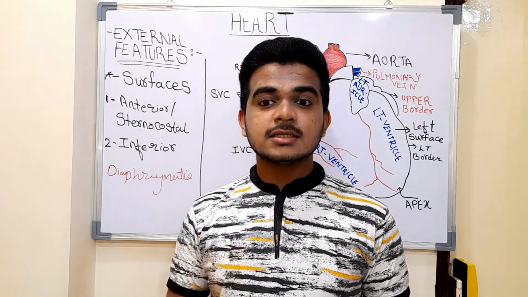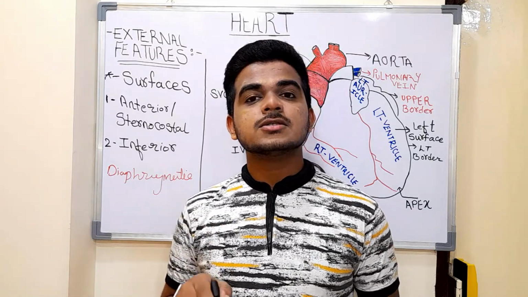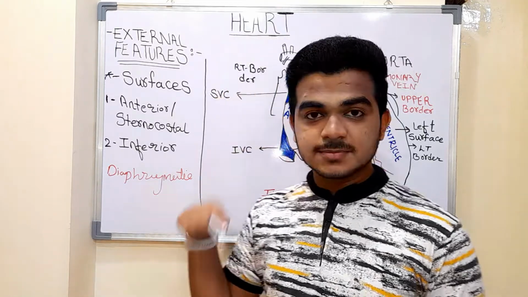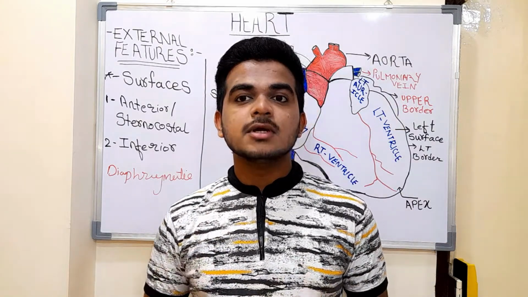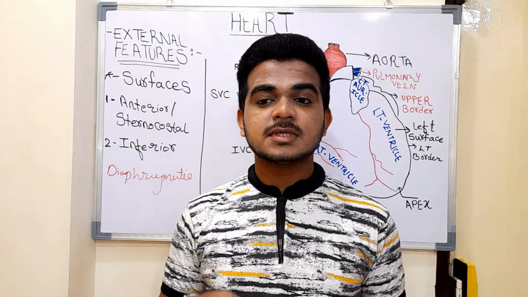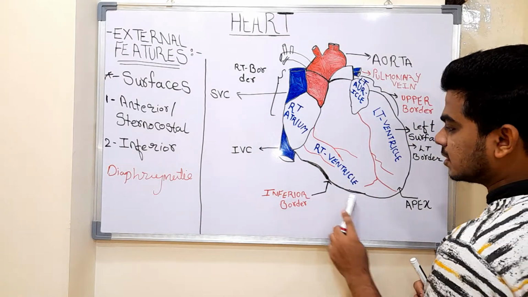And what are the contents in that surface? What are the relations to that surface? So first is the diaphragm. Second one is the central tendon. The central tendon of the diaphragm muscle is present. Okay, so pay attention here. That is the inferior border.